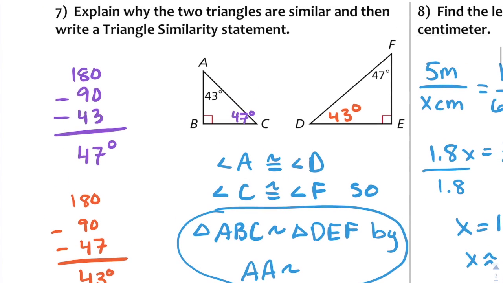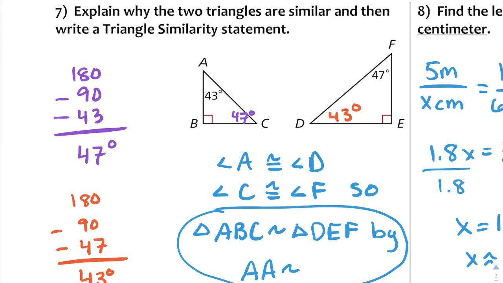Okay, number 7. Using a little algebra, I was given 43 and 90. I was given 47 and 90. So in purple and in orange, I did the algebra out, and it comes out to be 47 and 43. So it's the missing values. We now know that by angle, angle, these are similar. We have angle A is congruent to angle D, angle C is congruent to angle F. We know B and E are congruent. I could say that as well. So they are similar by angle, angle. I'll just add that one in. I don't have to. I'll just leave it the way it is.